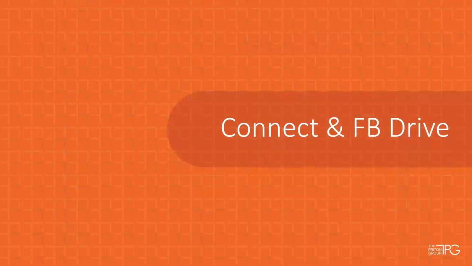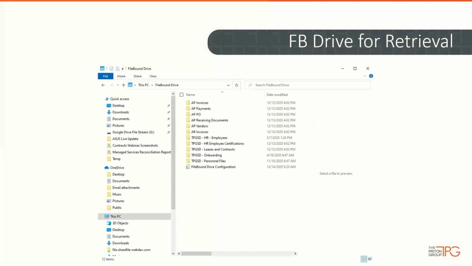So let's move on now to Connect and FileBound Drive. And FileBound Drive is that third element that he showed that's going to allow us to use the Windows File Explorer to look at documents in a little bit different context than we have in FileBound or even in FileBound Connect. So with FileBound Drive, you'll recognize this screen from JD when he showed the setup.